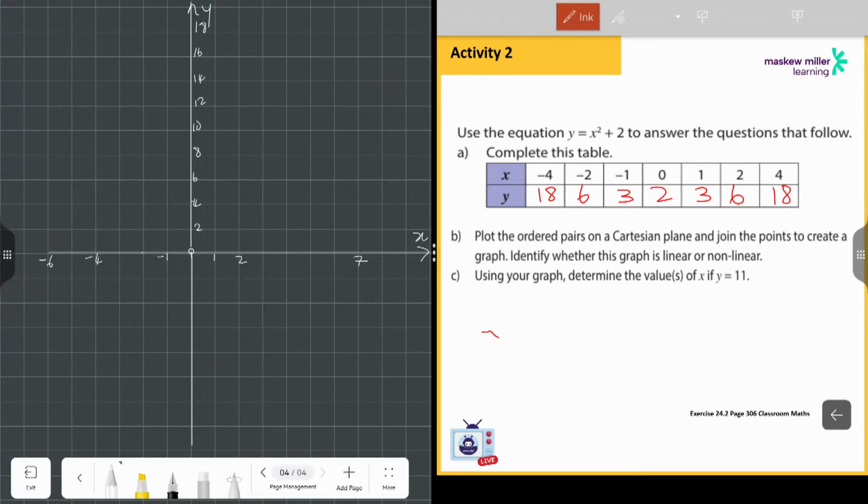So where's x = -4? X is -4 over here. So I keep my finger there, and I go up to where y is 18. It is all the way up over there. So I make my first point there. Can you see? There's my first point. So I'm done with this one.